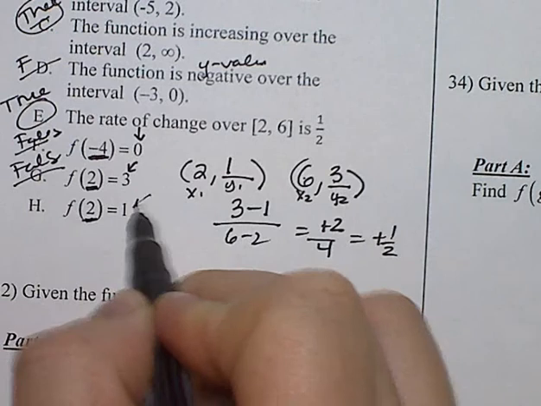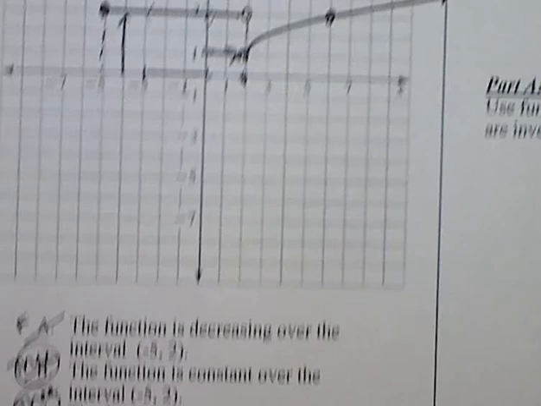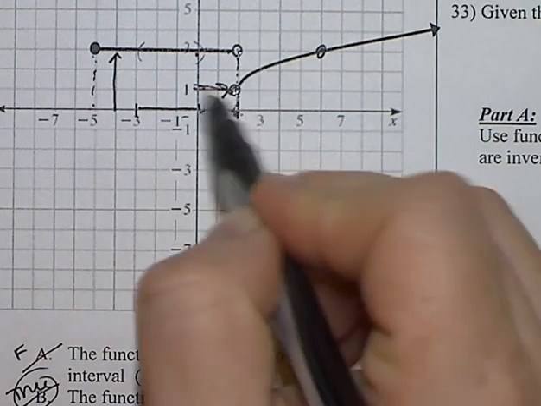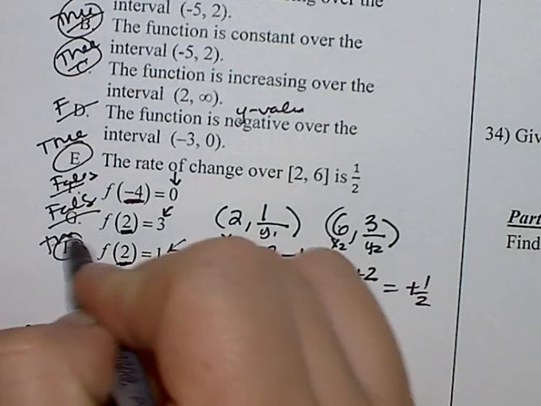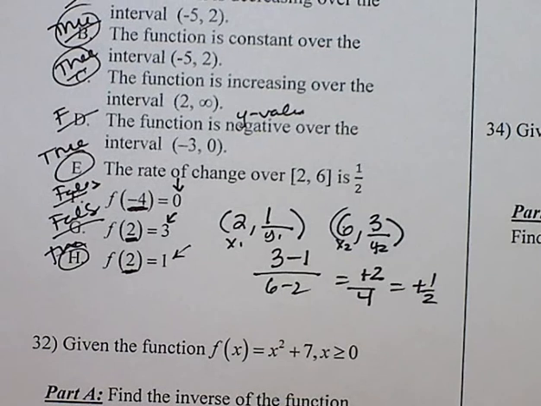Last, go to an x value of 2. Is the y value 1? And we did just confirm that. When you go to an x value of 2, the y value is 1. True statements are B, C, E, and H.